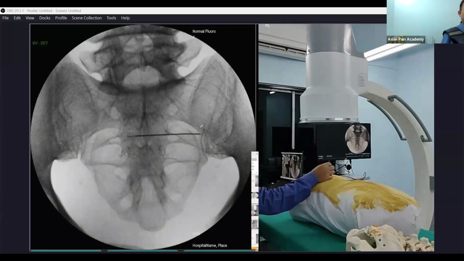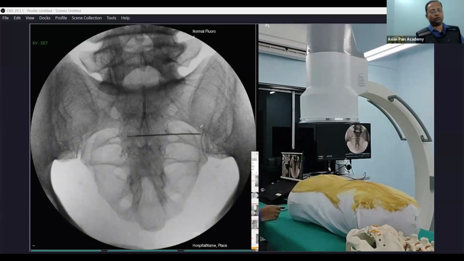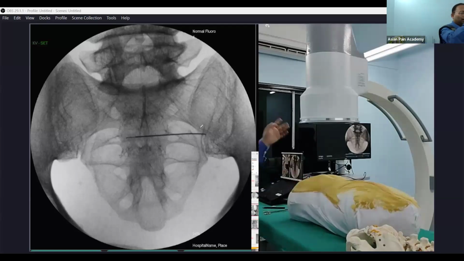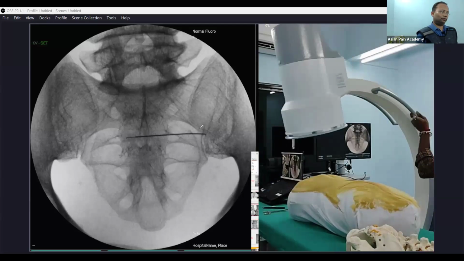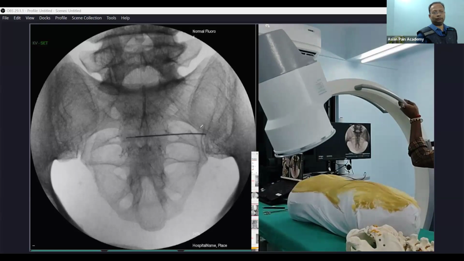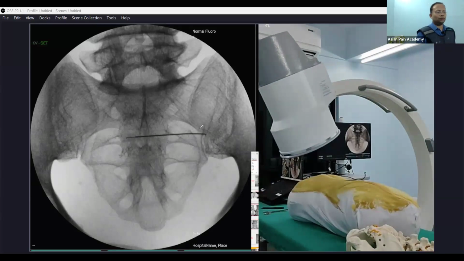Okay, I was in the line, but I have not reached at that point. So now I have reached actually. So this is the joint. Okay, show me the earlier view. So you can see it is in the medial joint line, and let us see now.